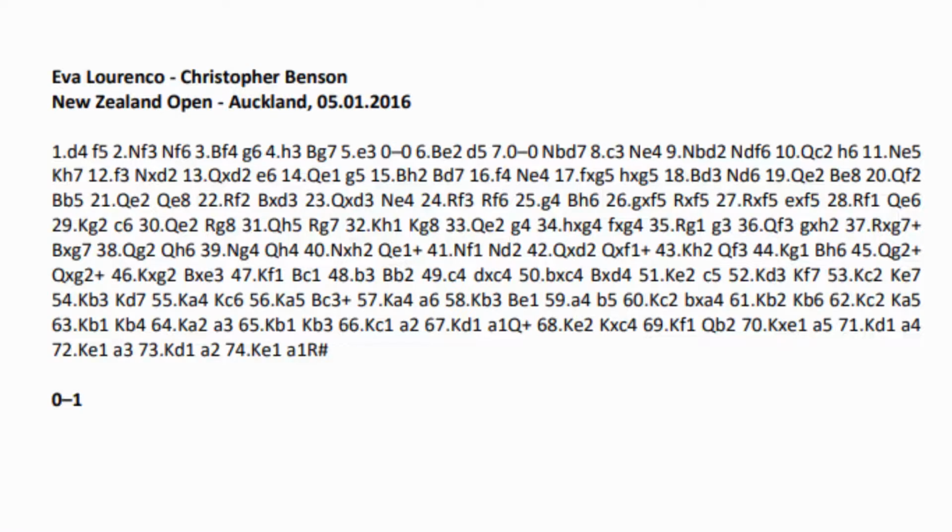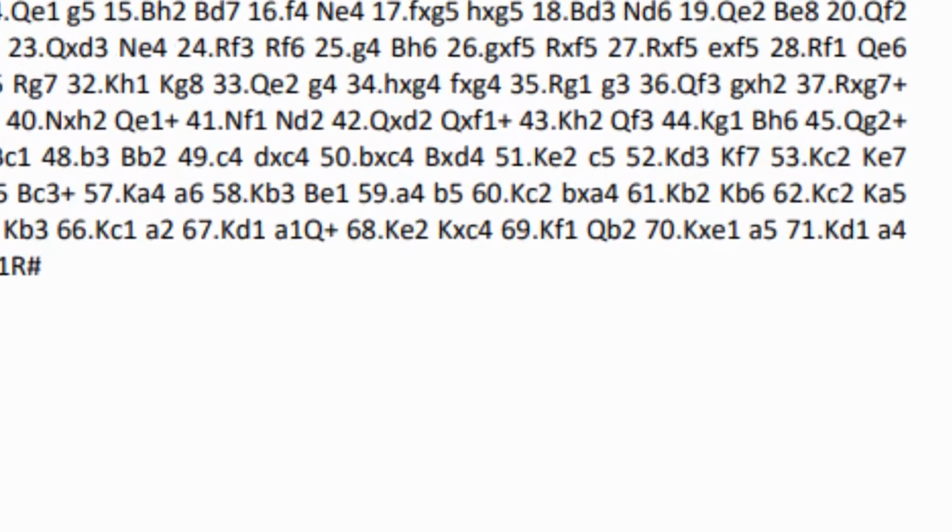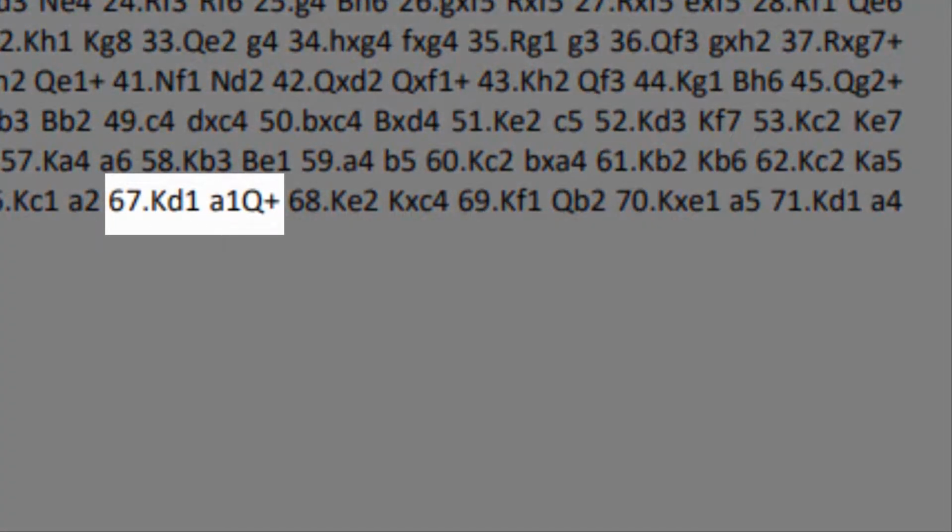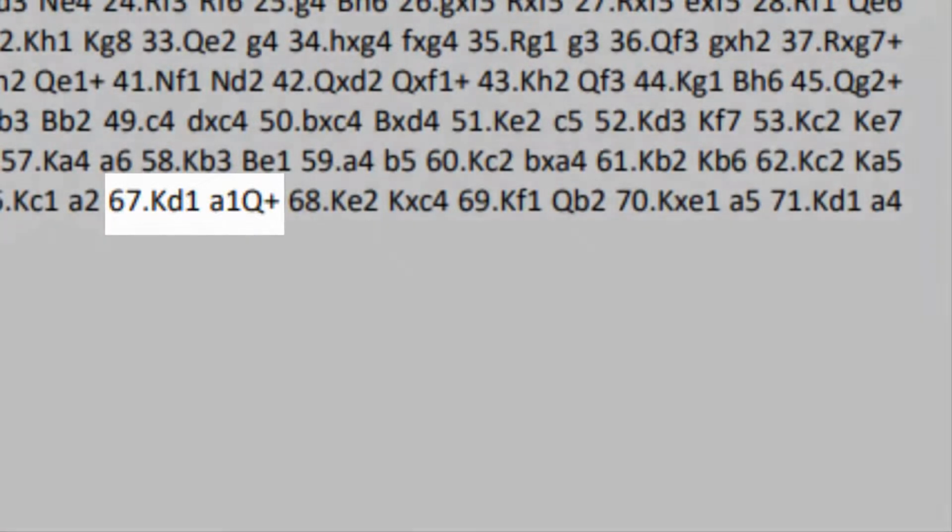So here we have another example, a1=Q, so we promoted to a queen, and in this particular case we gave a check. Sometimes we can promote and not give a check or a checkmate, so in that case it would simply be a1=Q, but here we promoted to a queen and we gave a check.